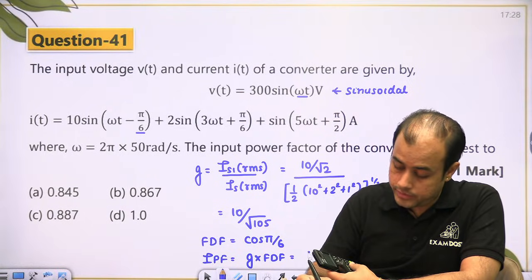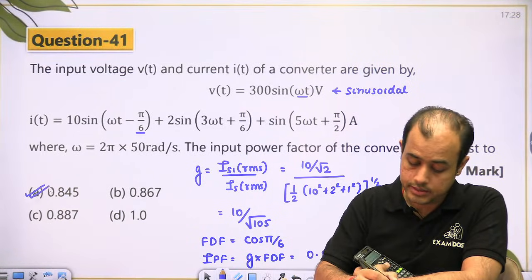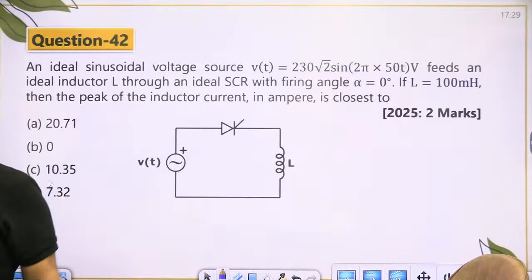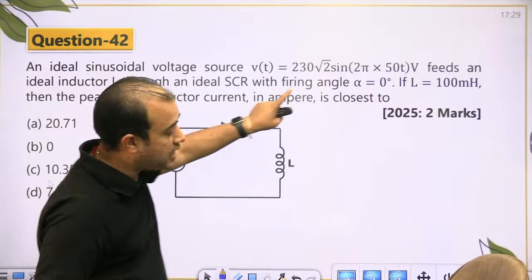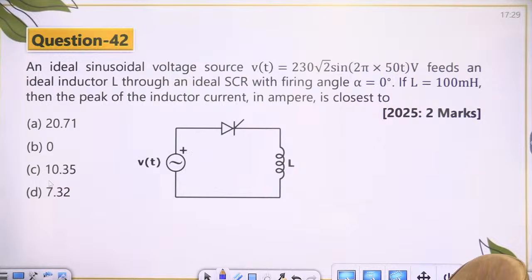0.845. ठीक है. वेरी गुड सुभादीप एंड शदान. अगला देखिए बेटा. पीक ऑफ द करंट, पीक ऑफ द इंडक्टर करंट. If the SCR has alpha equal to 0, it means it is working as a diode.